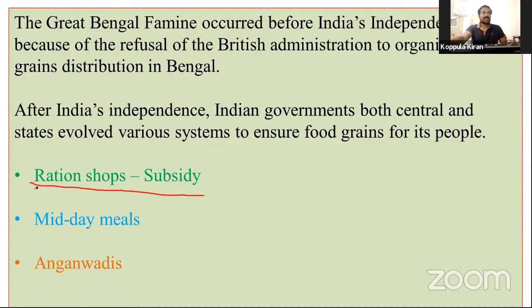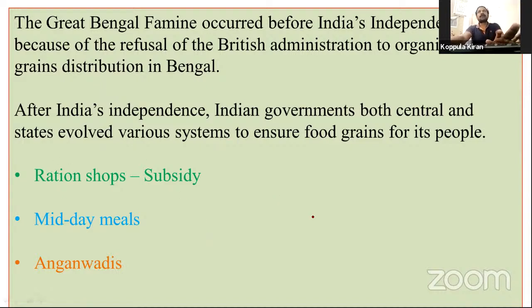Particularly, this scheme, the midday meal scheme, ration shops, which are also known as the public distribution system (PDS), and Anganwadis. These are the main things nowadays. The central government and state governments implemented these schemes all over India.